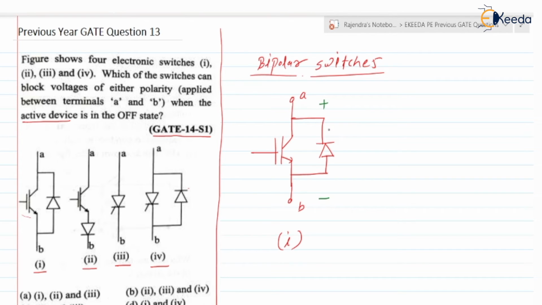At the same time, whether the diode will allow the reverse current? No, because when the polarity is plus here, minus here, the current direction will be from A to B, but the IGBT is in the off state, so the IGBT will be blocking the voltage. The IGBT will not allow the current. At the same time the diode is in the reverse bias mode, so the diode will be blocking the voltage. Are you getting the point? So we can say that switch number 1 blocks the forward voltage.